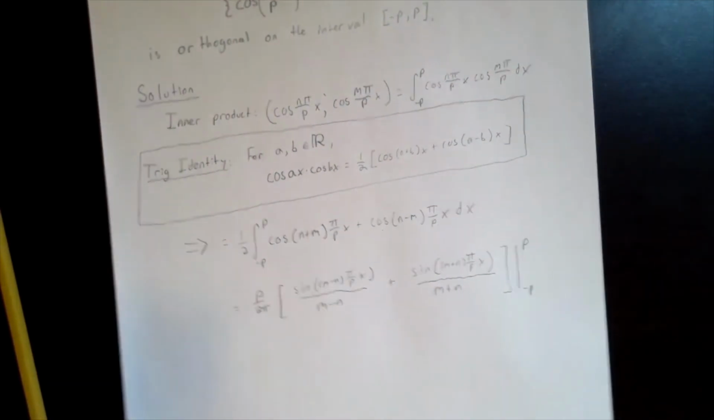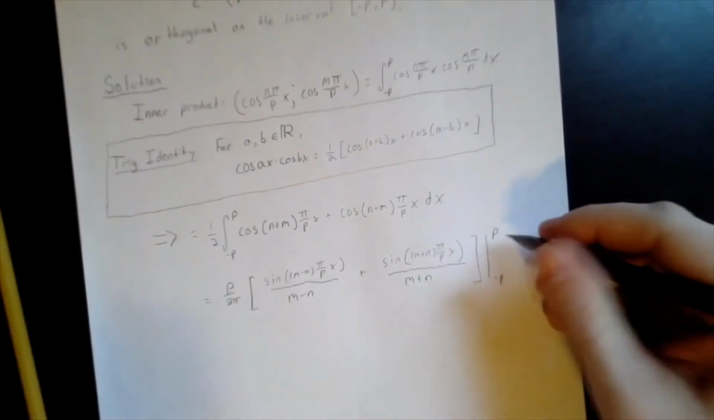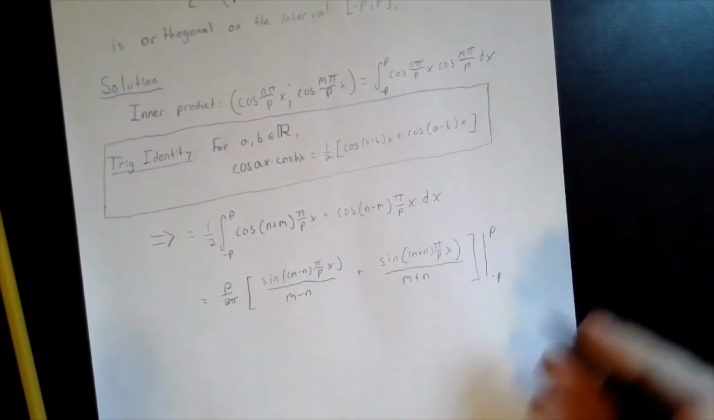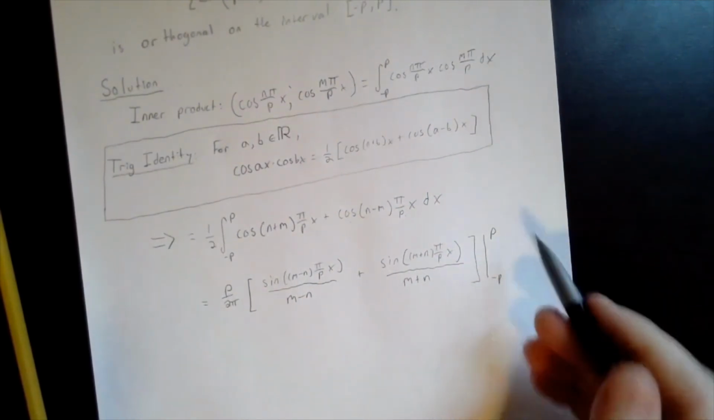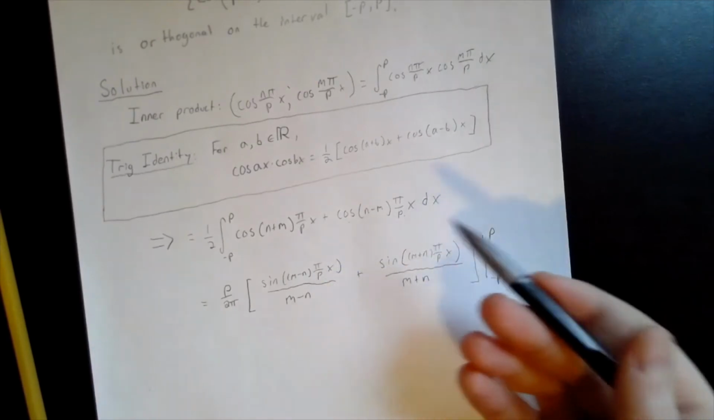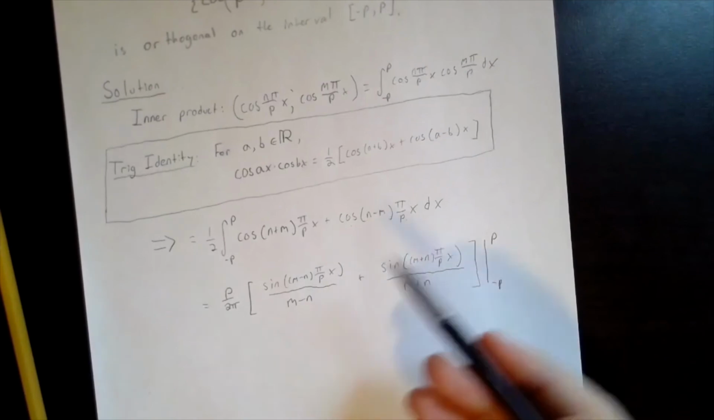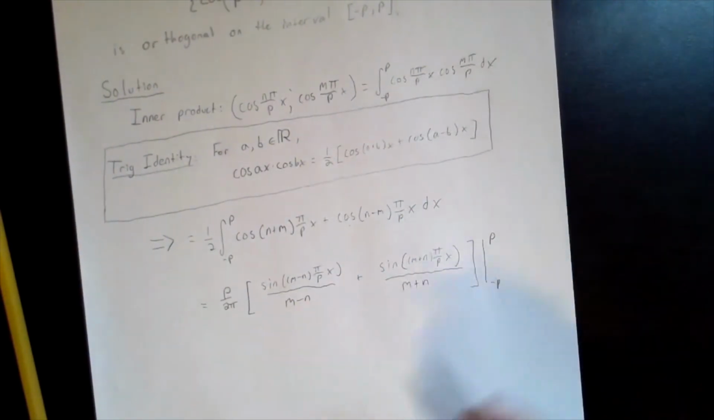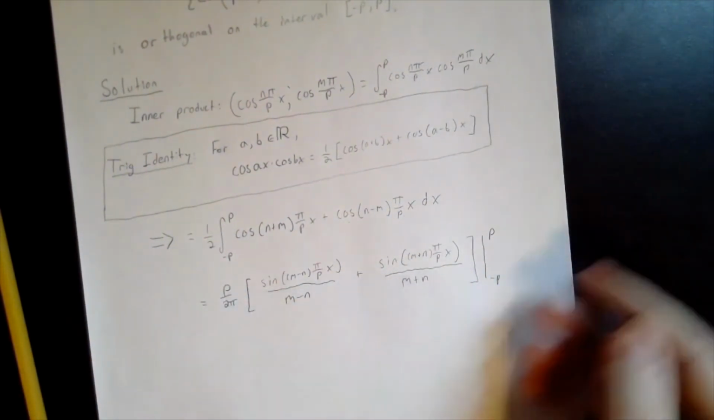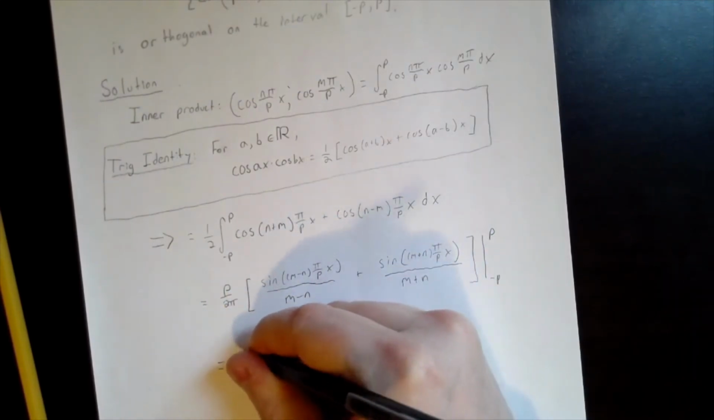Now, when evaluating this in terms of the fundamental theorem of calculus, we have to plug in p and negative p to these sine terms. We see that when we plug in a p for x here, the p's cancel out, giving us sine of some integer, some natural number times pi, which is always equal to 0. So we can see that this entire sum is equal to 0.